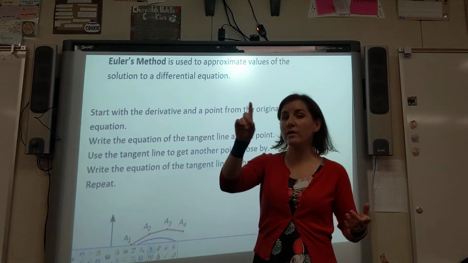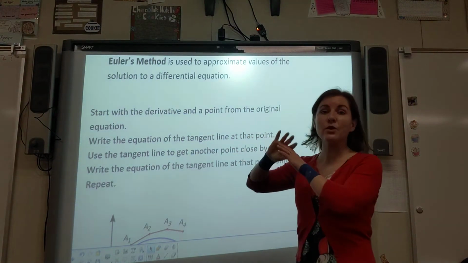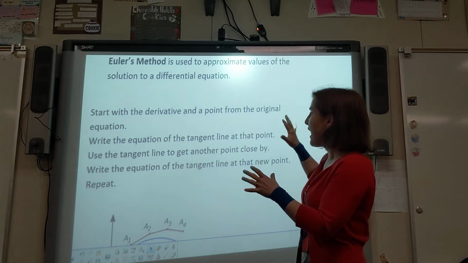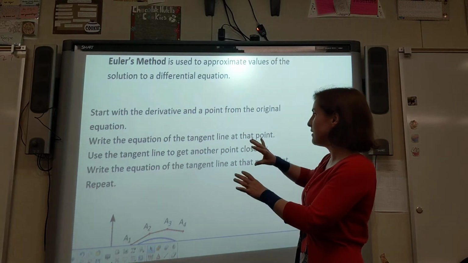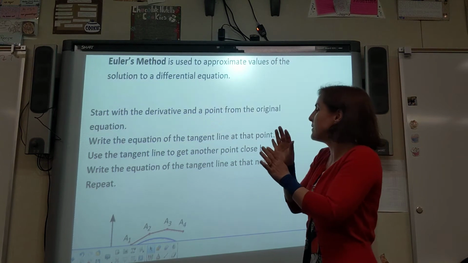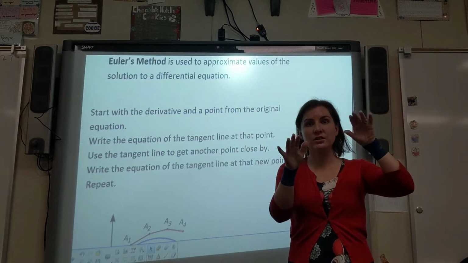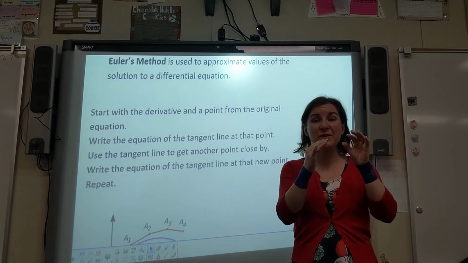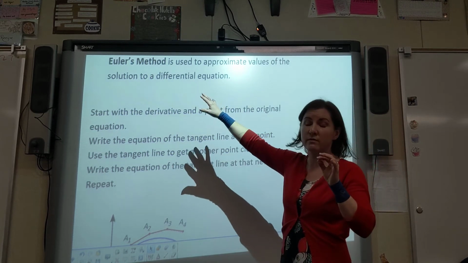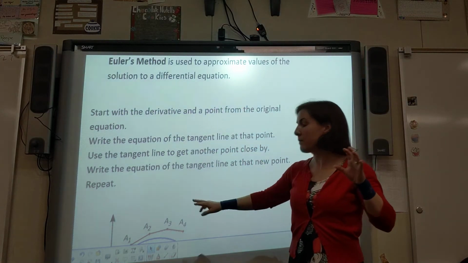And if you have 1 point from the original equation, you can then use that to write the equation of a tangent line. And then that tangent line, you're going to use it to get another point that's really close by. And then that new point, you'll write another tangent line because the slope will be different at that point. But you're going to use the slope from the differential equation. And you're going to keep going. I'm going to show you a picture.